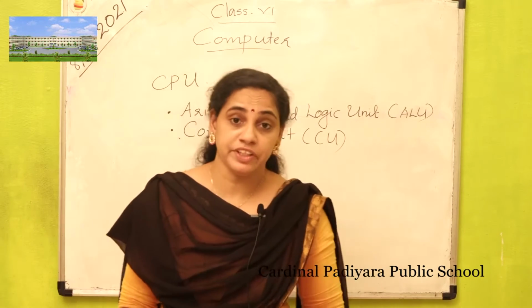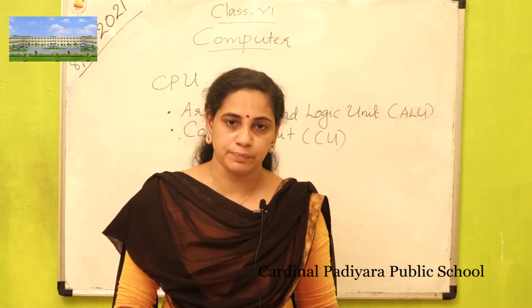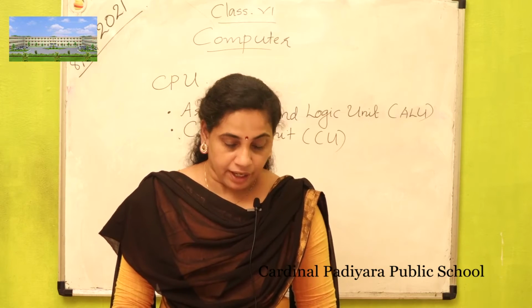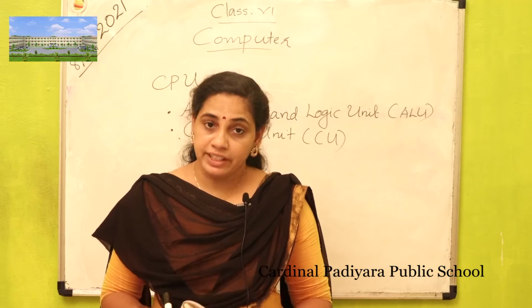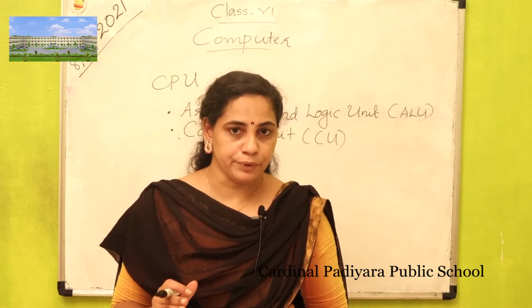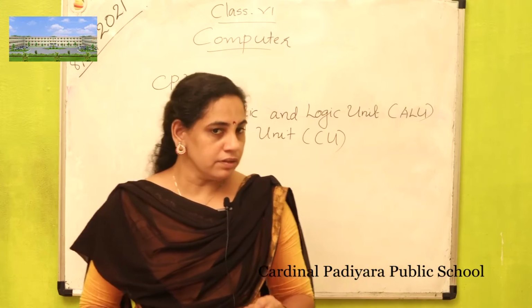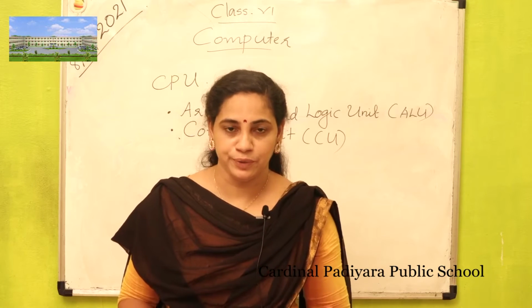The arithmetic and logic unit performs all the arithmetic calculations like addition, subtraction, multiplication, division, and all logical operations. And the control unit controls everything that happens inside the computer. So the CPU has two main parts: arithmetic and logic unit and control unit.